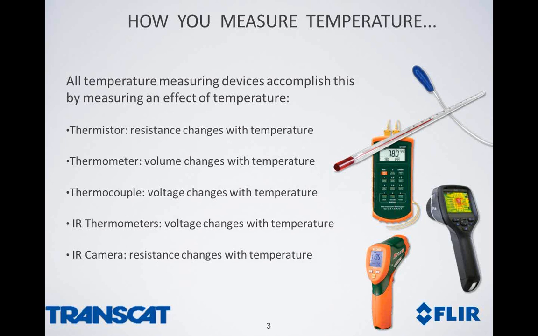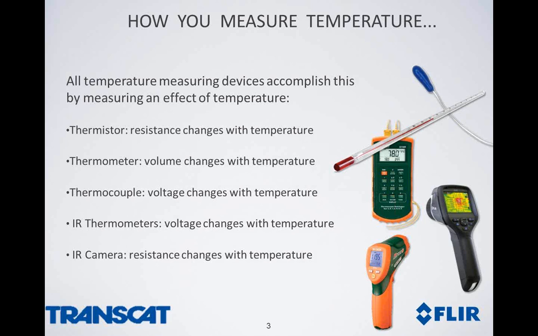First of all, do you realize there is no direct method to measure absolute temperature? All temperature measuring devices report or calculate a temperature value by measuring an effective temperature. For example, a thermistor measures changes in resistance associated with changes in temperature. A thermometer measures changes in volume associated with changes in temperature. A thermocouple measures changes in voltage associated with changes in temperature.